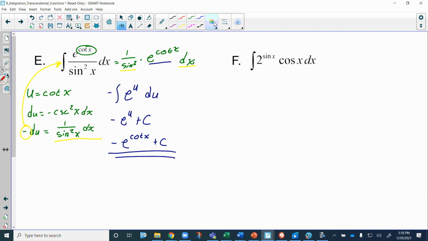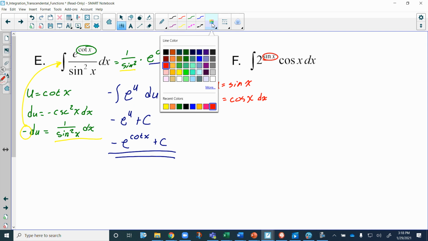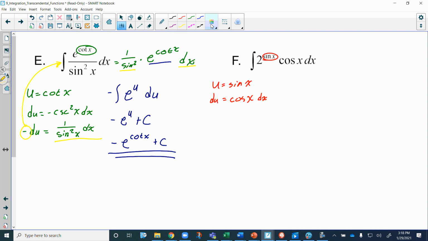In this case, I really want to look at the exponent value here, because if I take the derivative of sine, I'm clearly going to get cosine. So let's take a look at that one. I'm going to say u is equal to sine of x. So du will be cosine of x dx. And now you can clearly see again cosine of x dx, cosine of x dx. So there's our du expression.